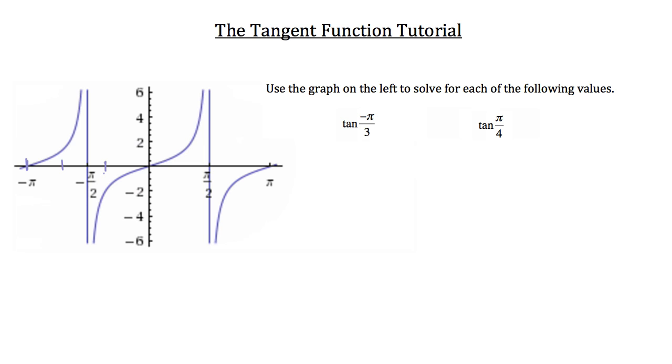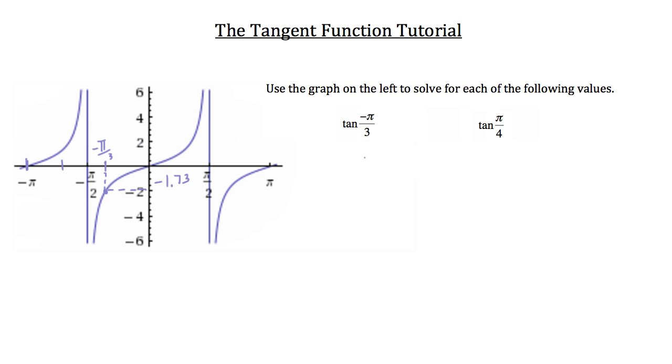So if you just travel downwards at this negative pi over 3 value here, you intersect the tangent function right here. Now if I were to travel across to our y-axis here, I'd arrive at roughly negative 1.73. And that's the tangent value of negative pi over 3.